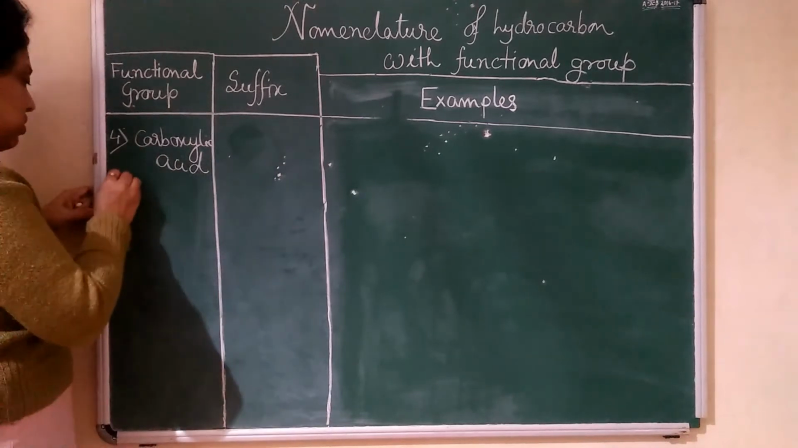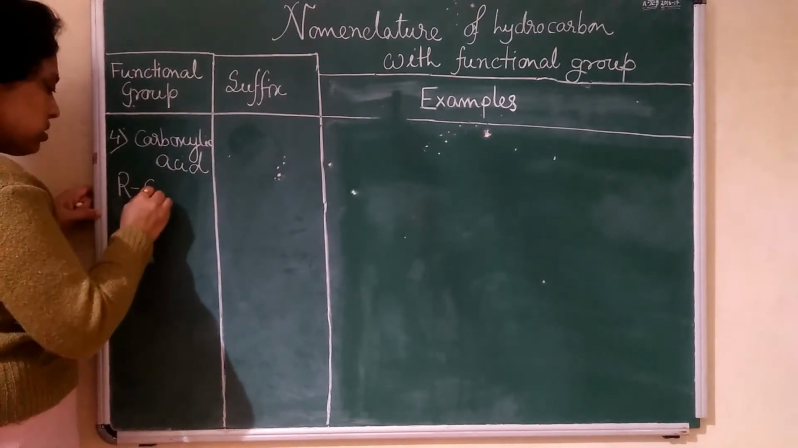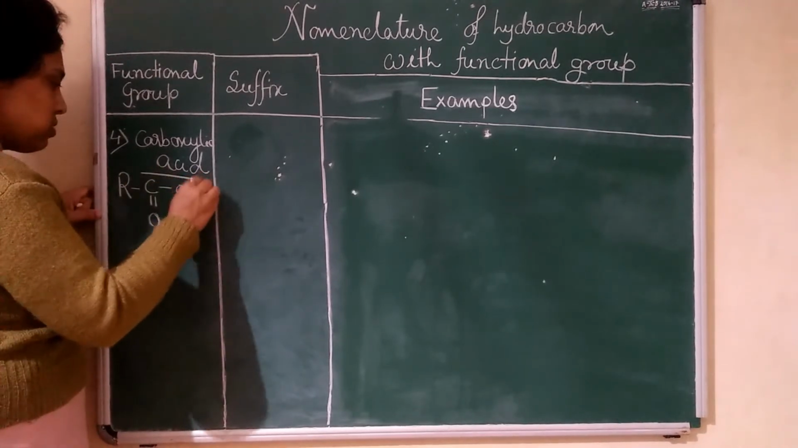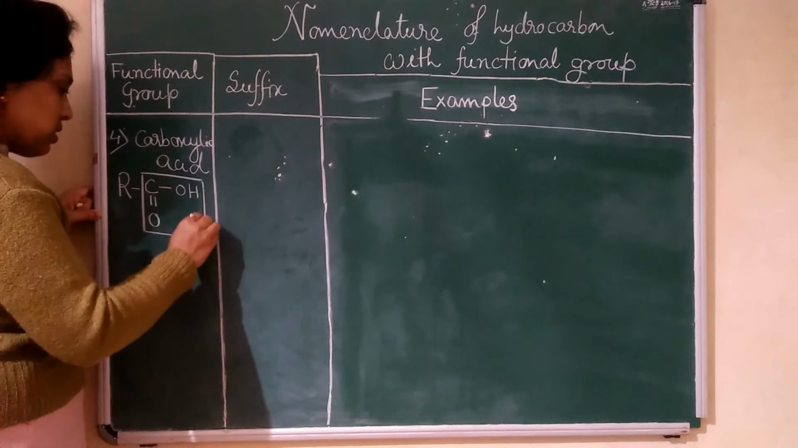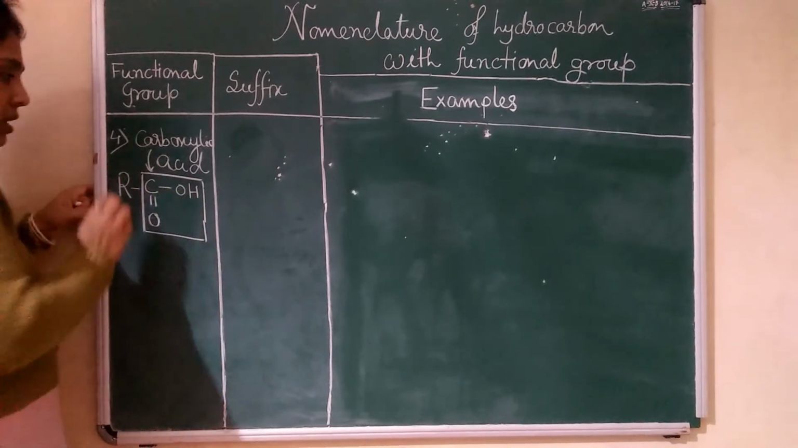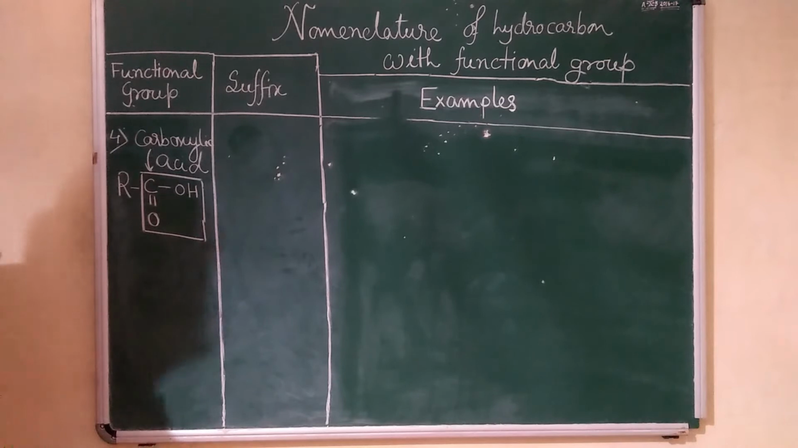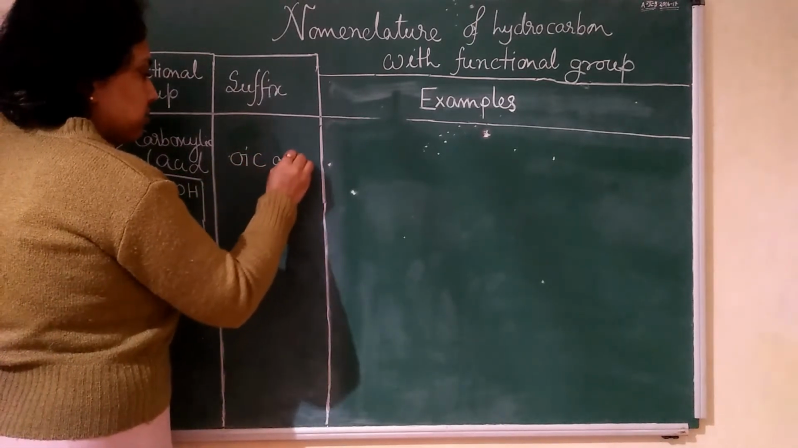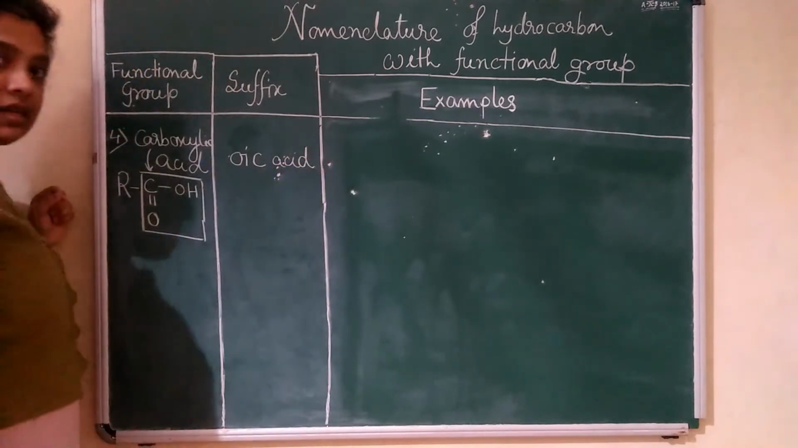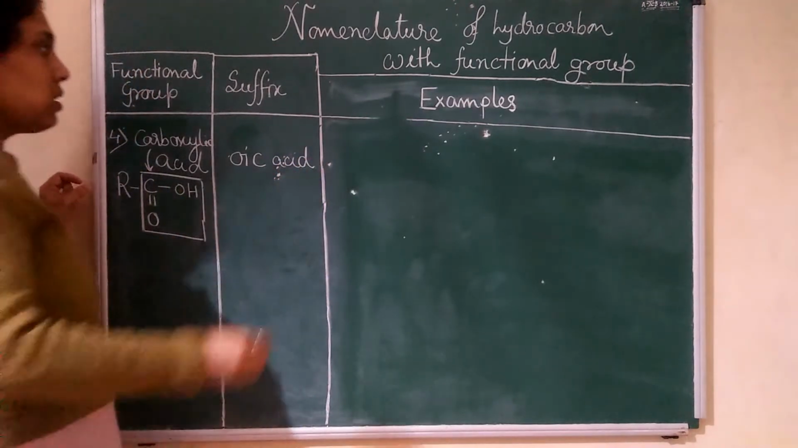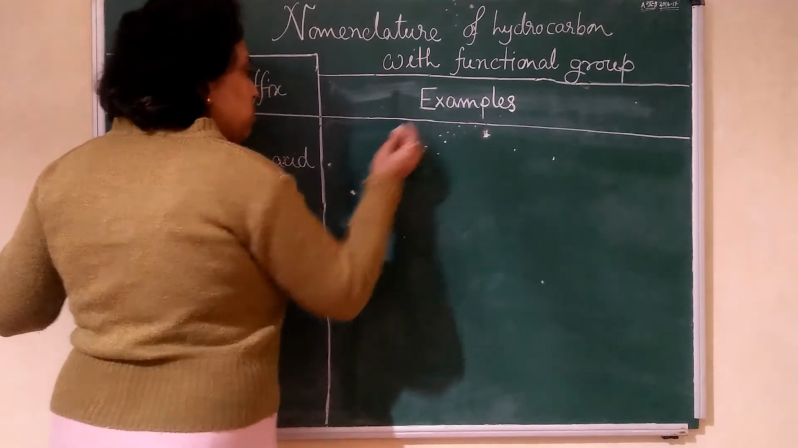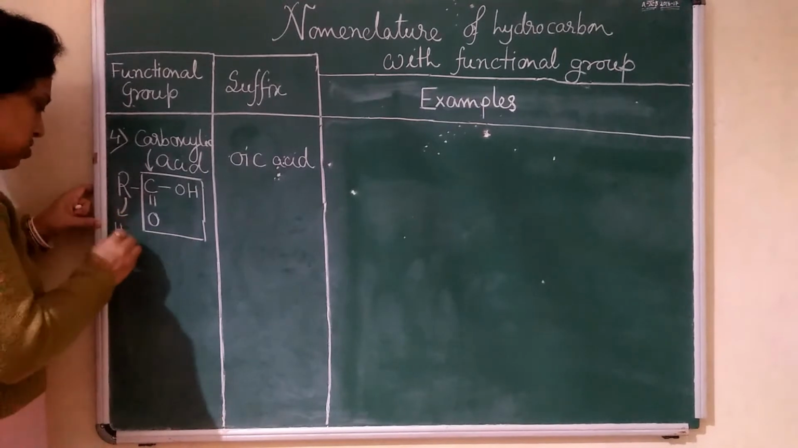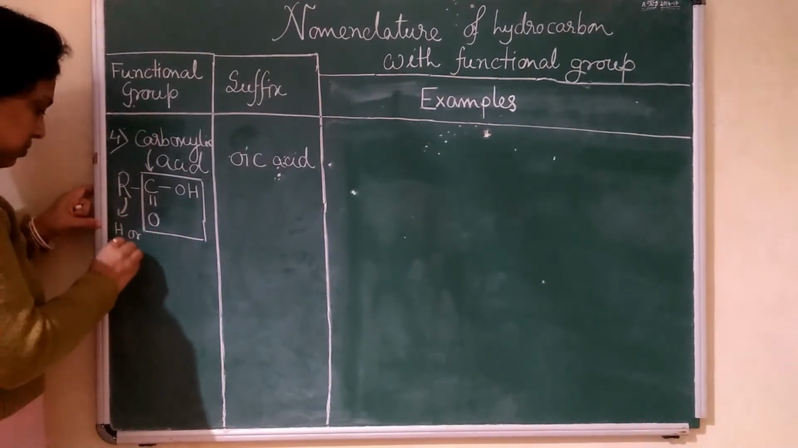Carboxylic acid. How does it look? R C double bond O OH. So this group is carboxylic acid. R is a carbon chain. Now see here, the suffix for this is oic acid. First see here in the functional group, here also, same, either R will be H or a carbon chain.